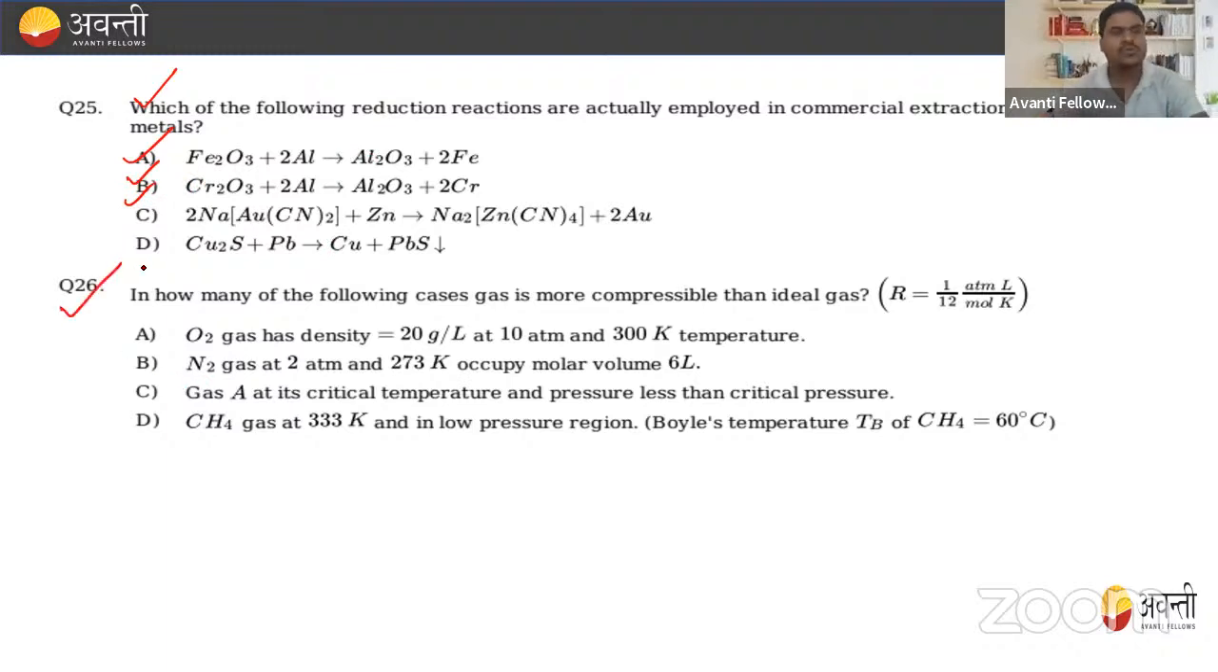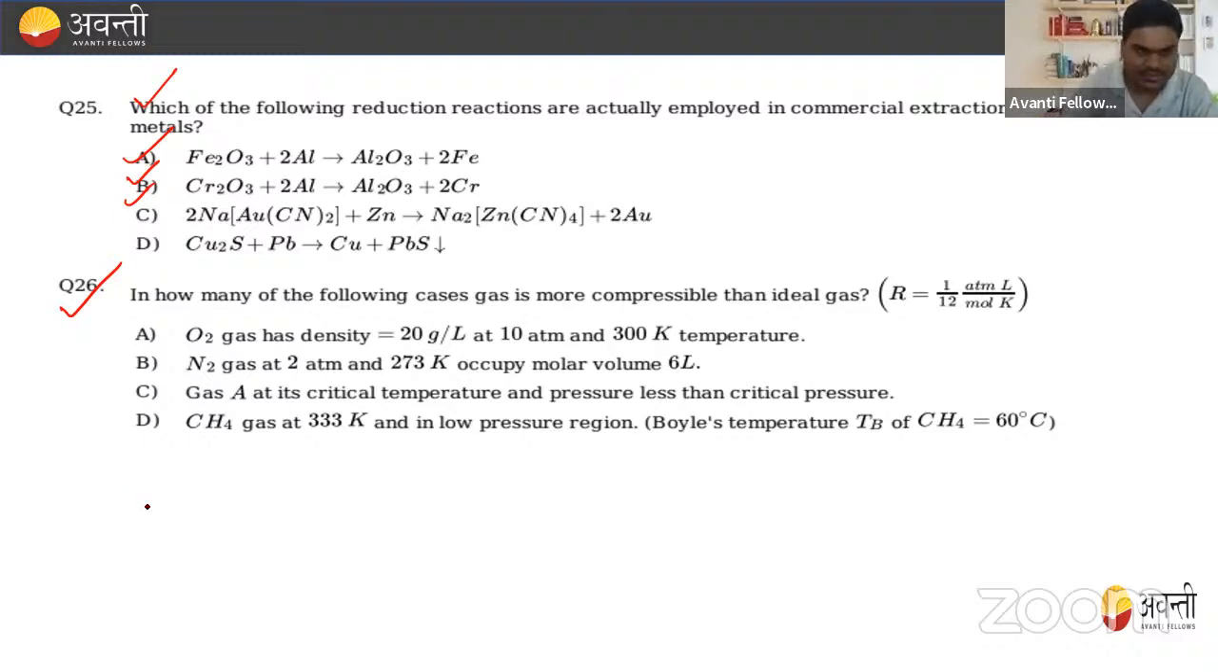Okay. Now, what is question number 6? In how many of the following cases is the gas more compressible than the ideal gas? So you have to identify the cases, right? R is given. O2 gas has a density of 20 gram per liter at 10 atm and 300 Kelvin. N2 gas at 2 atm and 273 Kelvin occupies a molar volume of 6 liter. And gas A is at its critical temperature and pressure lesser than the critical pressure, right? So let's understand this.